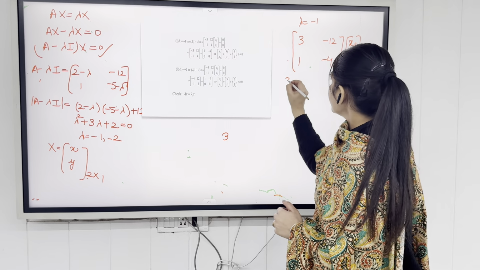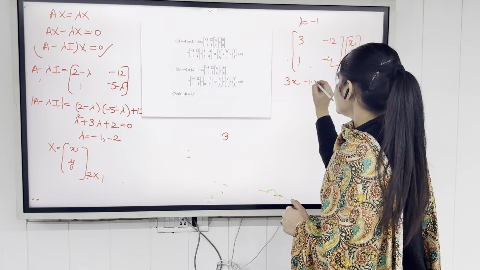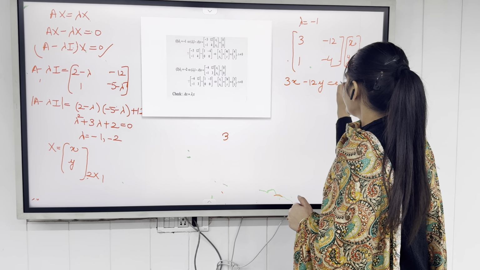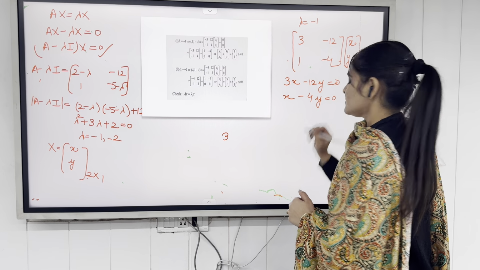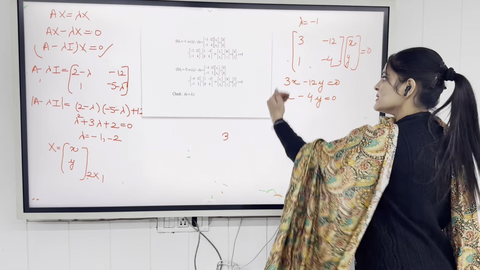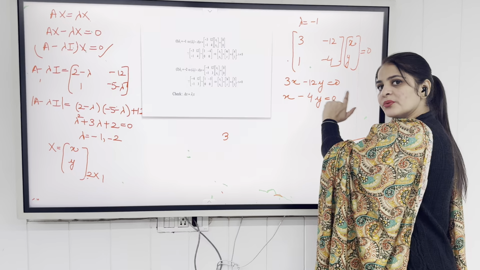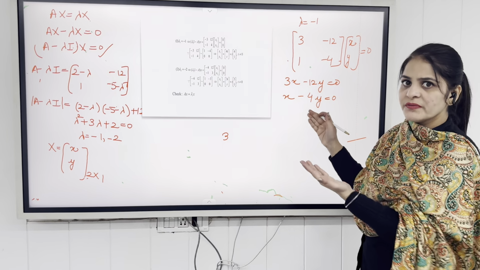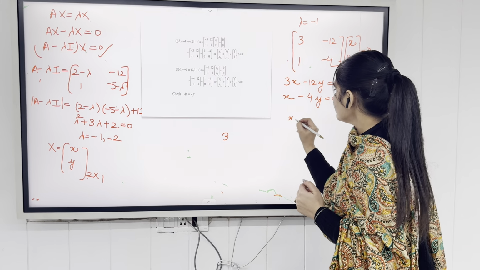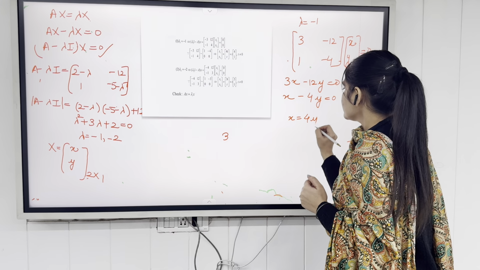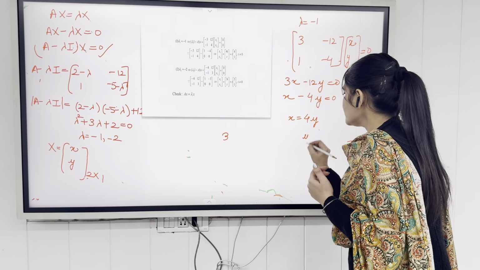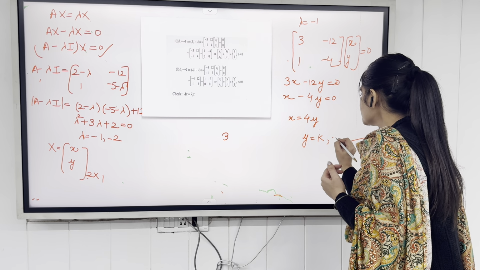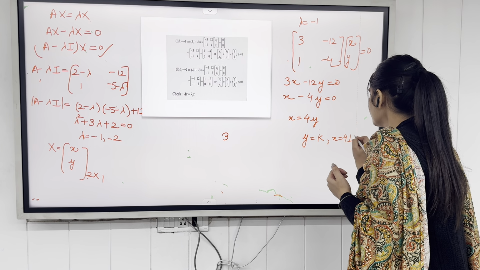If we multiply, this gives 3x − 12y = 0. The next becomes x − 4y = 0. Here the equations are similar: once we take 3 common from the first, both equations become similar. So taking the bottom one, x = 4y. Put any constant for y, say y = k, which gives x = 4k.